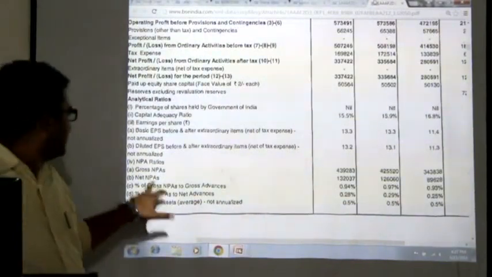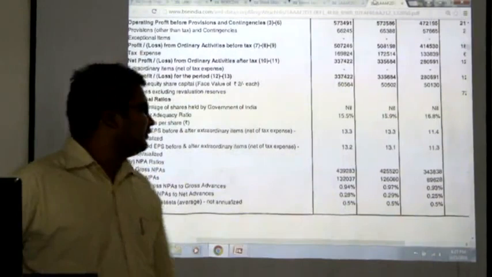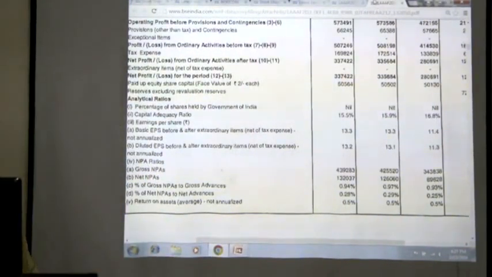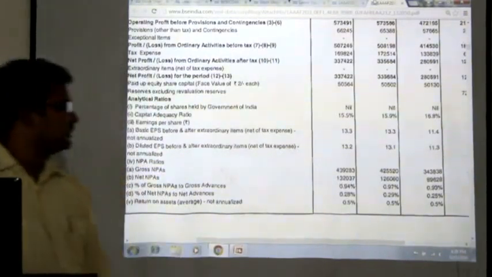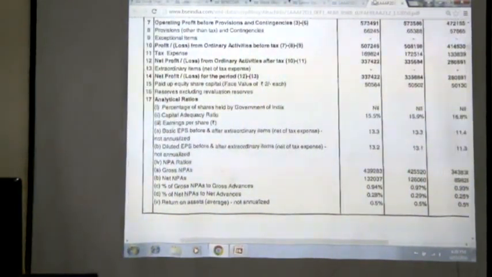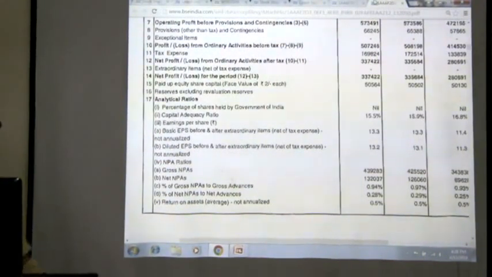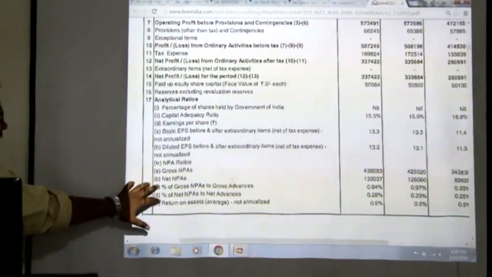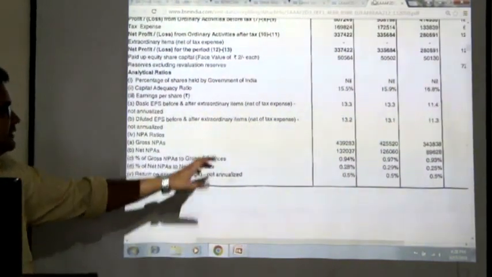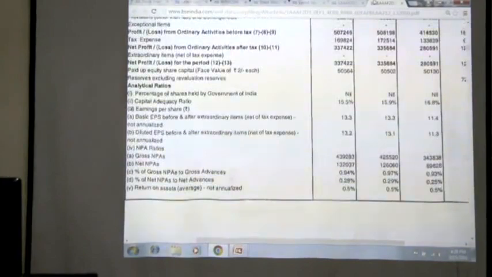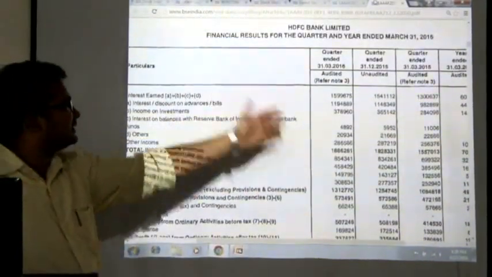The total NPA amount is approximately 4,392 crore versus 33,438 crore. The NPA is the amount which has not been recovered from the loans they have given. That is the amount which is basically NPA, and the NPA has slightly reduced, which is a good thing. On a quarter-on-quarter basis the NPA has reduced, which is a good thing. So in the case of HDFC Bank, this is a good thing.